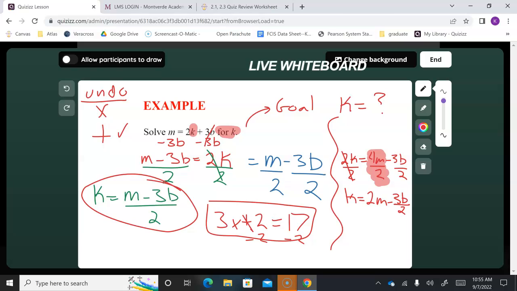But it's the same step. Okay, solving a linear equation, solving for a specific variable. The steps are the same. It's just here I can do 17 minus 2. Here I can't, so I just leave it.